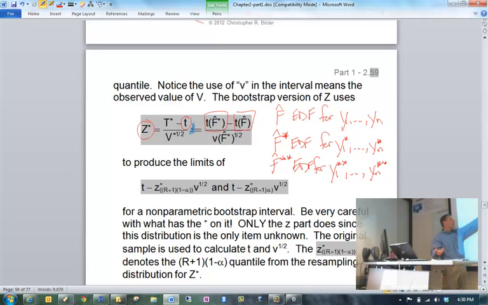So how about we replace the original quantiles that we had in our previous confidence interval formula now with these quantiles for the distribution of Z star. And again, I take R plus 1 times 1 minus alpha ordered Z star value, and R plus 1 times alpha ordered Z star value. And that is the studentized bootstrap confidence interval calculated in a non-parametric sense.